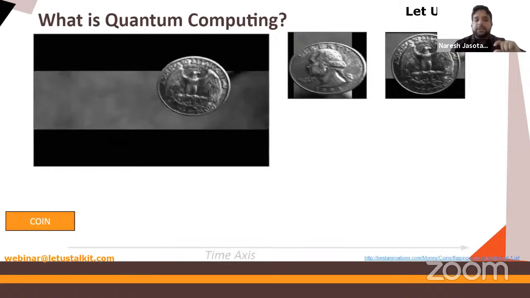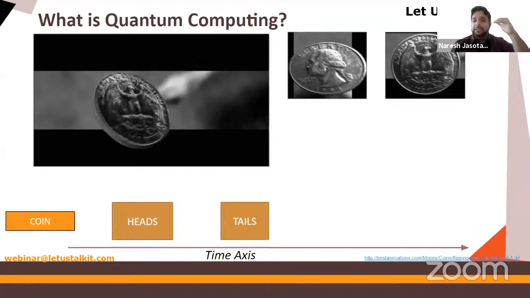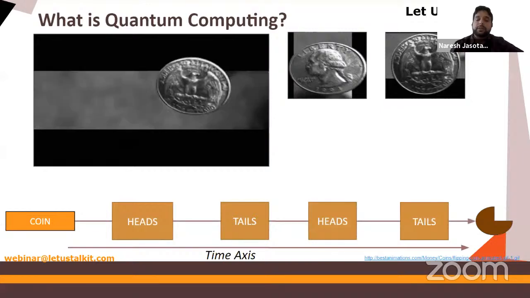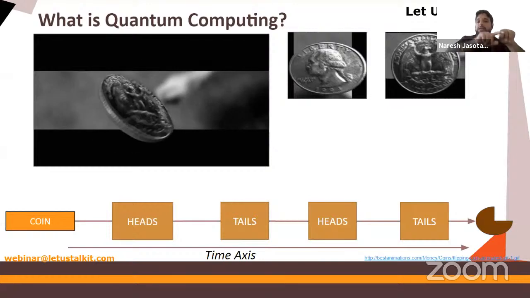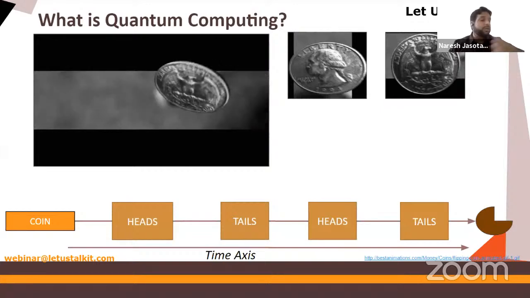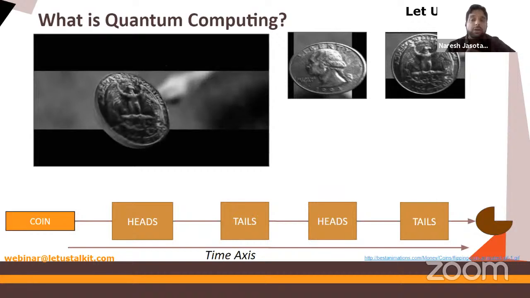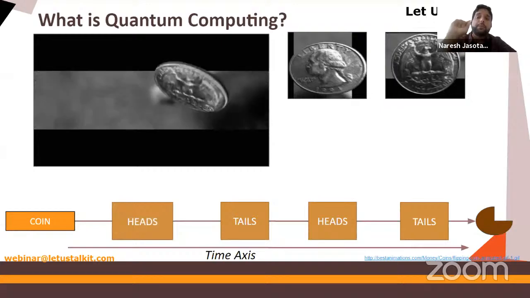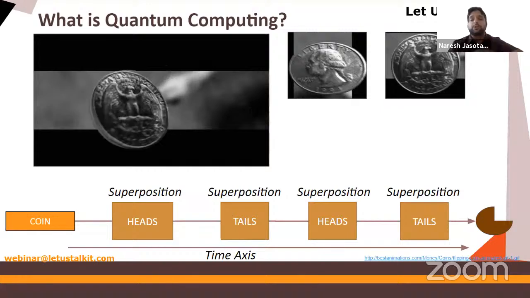So when a coin is flipped over a time axis, you would have heads and tails before it comes to rest. Each of these positions, that means when the coin is flipping, and I ask you to measure, you would say, oh, sometimes it's heads, sometimes it's tails. It depends on what moment, which position you measure. And that position is known as superposition.